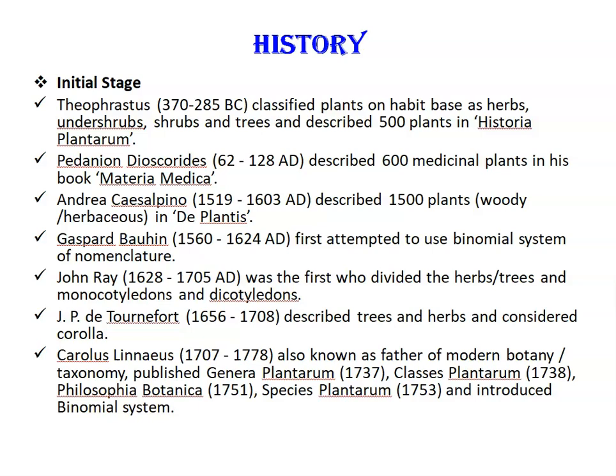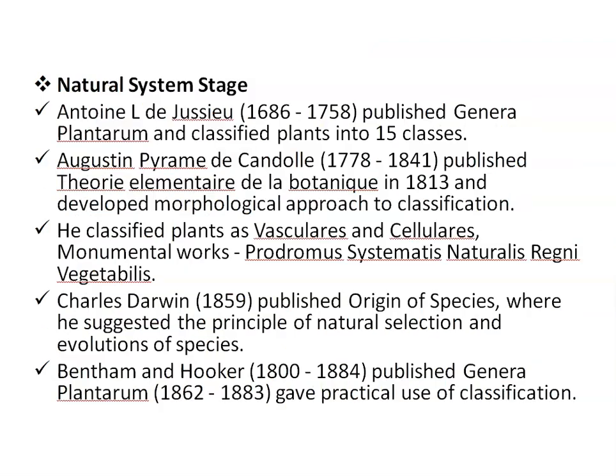It described 7,300 species, which were arranged on the sexual system. So it was an artificial system based on few characters only. Next is the natural system stage.